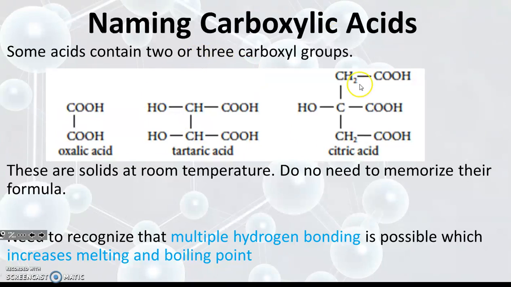Here are some further examples when you have multiple carboxyl groups attached. We don't really have to look at or know the common names or names for these examples. Just know that you can form multiple carboxyl bonds, and so you need to also recognize that multiple hydrogen bonding is possible with a carboxylic acid, and so the more carboxyl groups you add, this will increase the melting and boiling point because of the additional hydrogen bonding and polarity that that molecule would accumulate as you add these COOH groups.